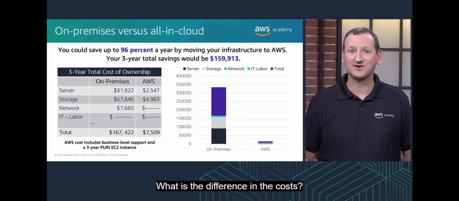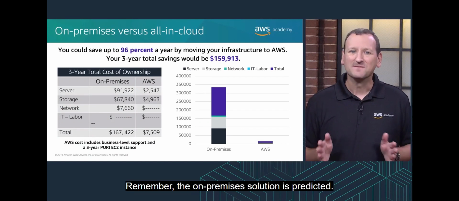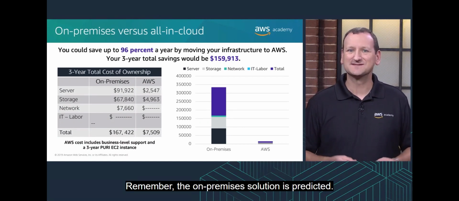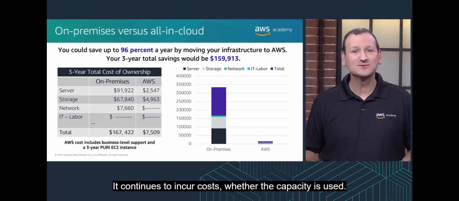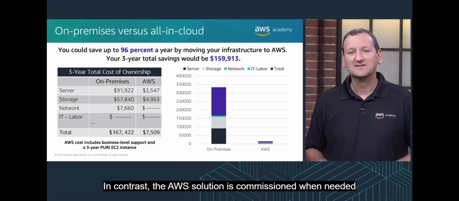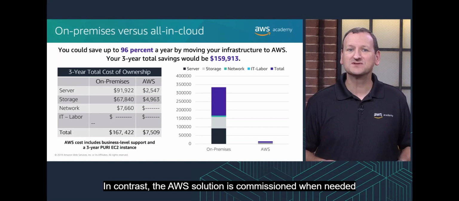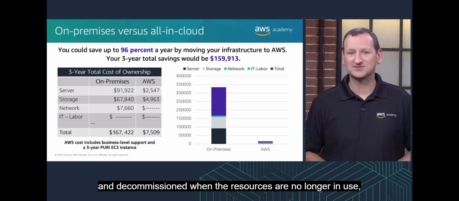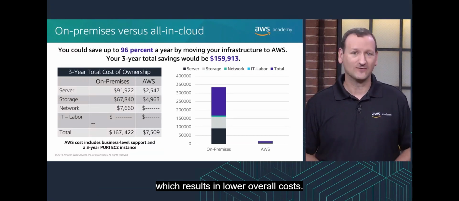What is the difference in the costs? Remember, the on-premises solution is predicted. It continues to incur costs whether the capacity is used. In contrast, the AWS solution is commissioned when needed and decommissioned when the resources are no longer in use, which results in lower overall costs.